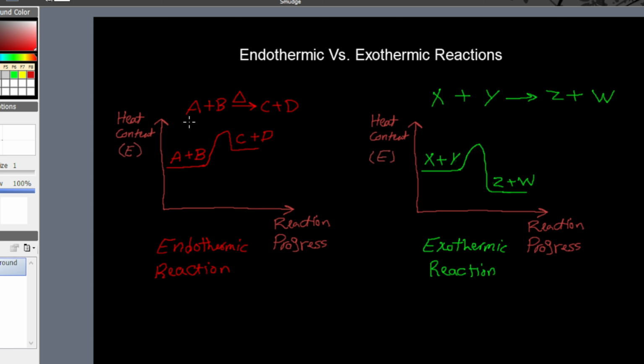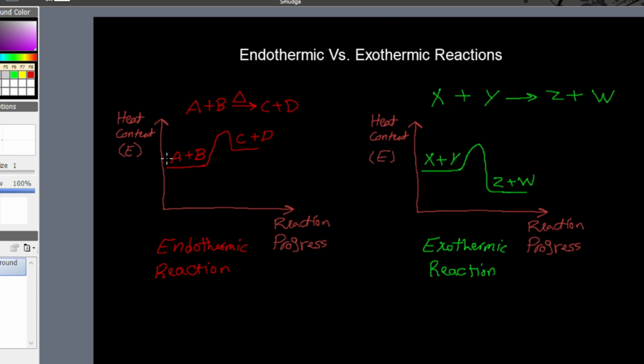So let's consider the reaction between A and B to give C and D is an endothermic reaction. And if we were to represent this reaction in a diagram, we would put the heat content or heat energy on the y-axis here and reaction progress on the x-axis. In an endothermic reaction, always the reactants, for example here A and B, are less in energy than the products.